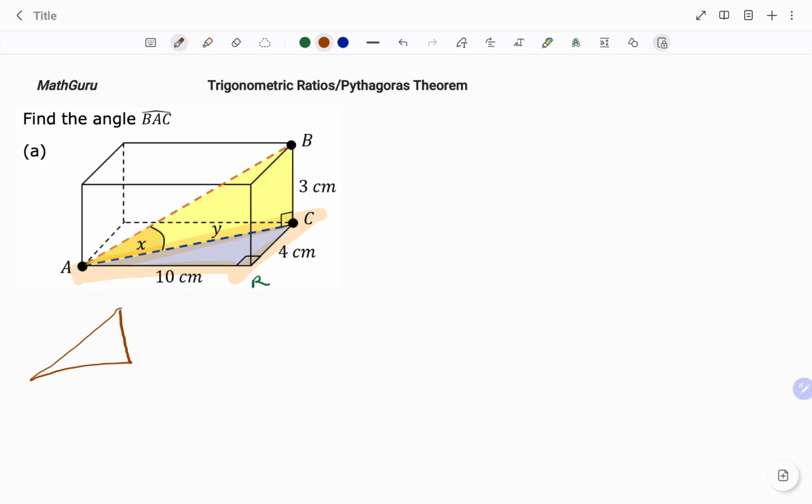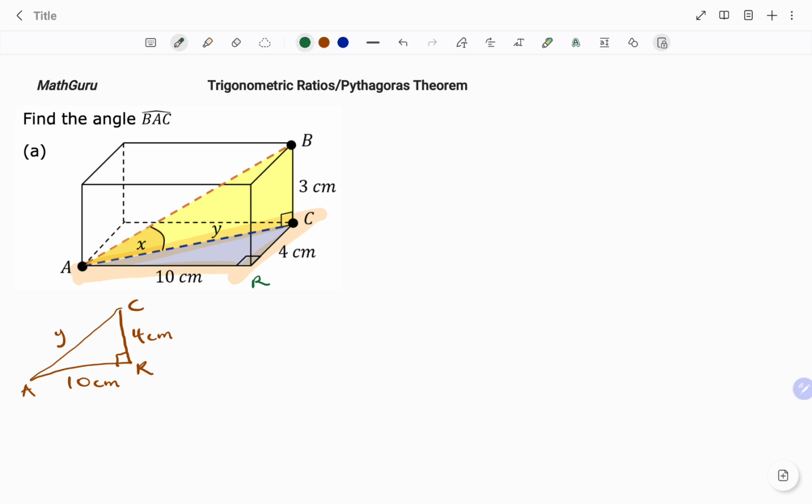I'm putting in the dimensions. I have my right angle at R. I have A and C. I have AR 10 centimeters. I have RC 4 centimeters. Then I'm to find AC, which is Y.